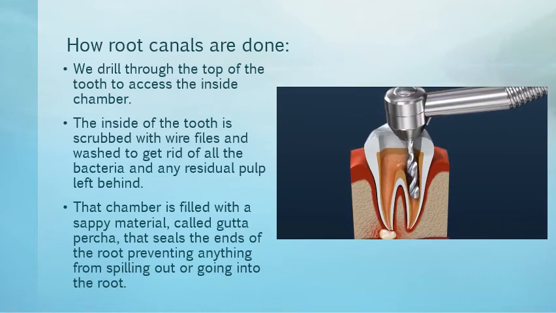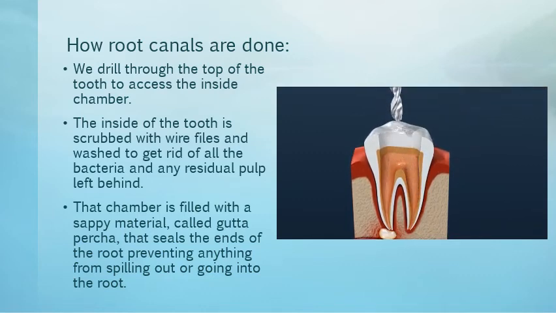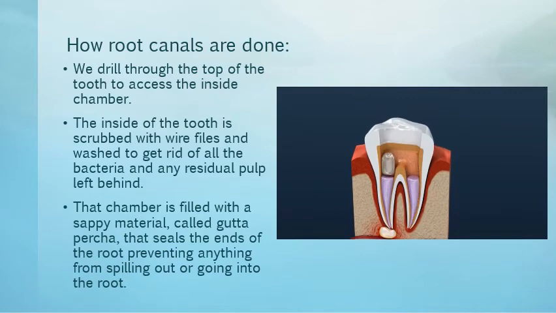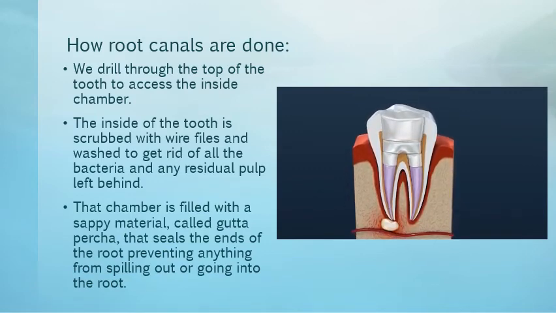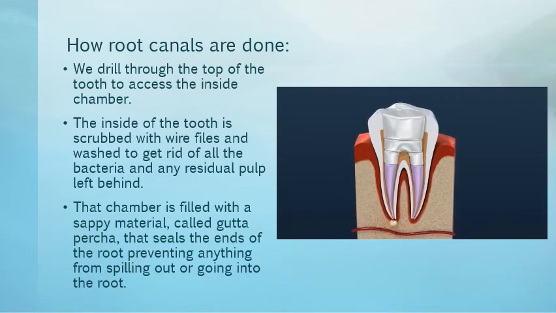The inside of the tooth is scrubbed all the way down the root with wire brushes and washed to get rid of all the bacteria and all the pulp left behind. The chamber is then filled down to the root end with a sappy material called gutta percha.